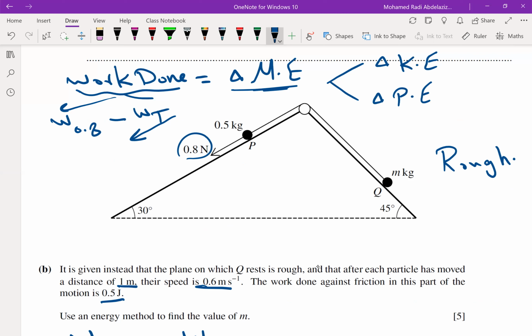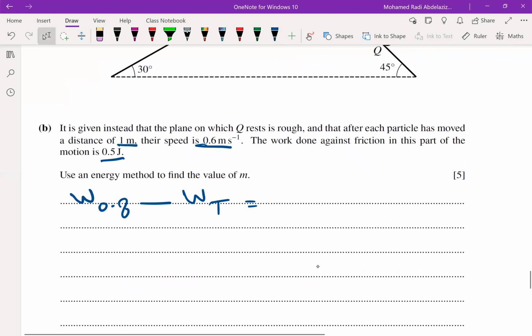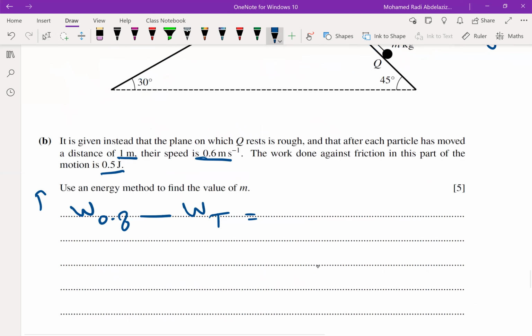The change in kinetic energy, in this case, is a gain, because it starts from 0 and ends with 0.6. But potential energy goes down, so it represents a loss, mgh. So now, if you try to write the equation of particle P: work done by the force 0.8 minus work done by tension is equal to the change in mechanical energy. First, it's a loss, and loss means negative mgh, where h is the perpendicular height. And the kinetic energy now is a gain, half mv squared.